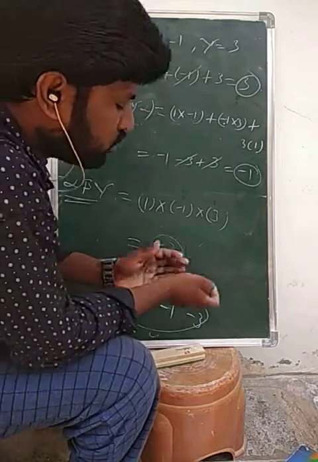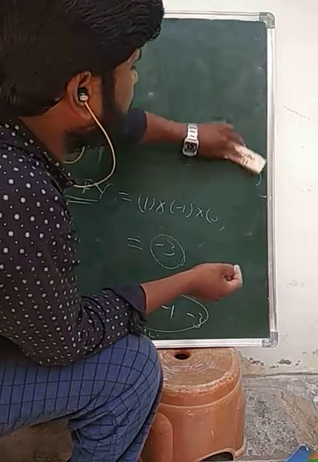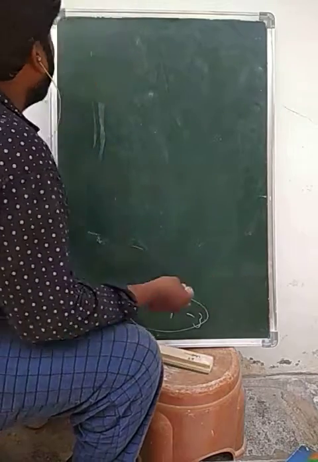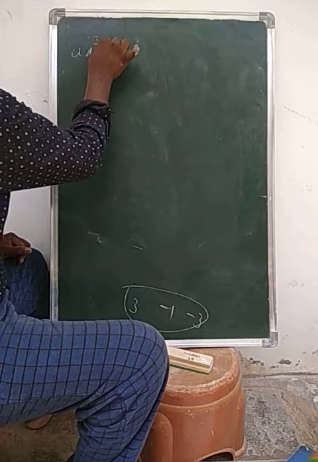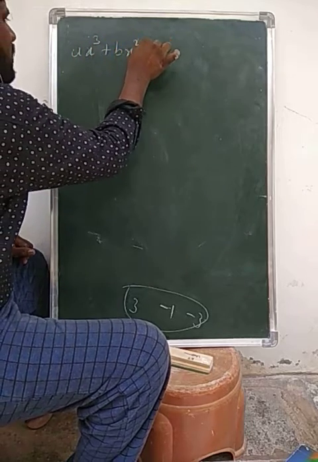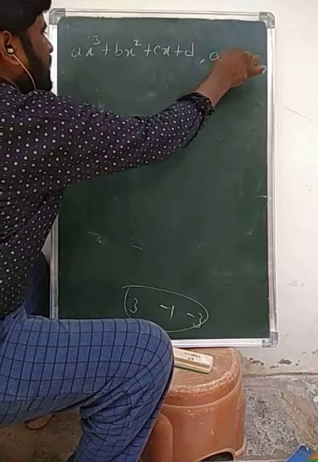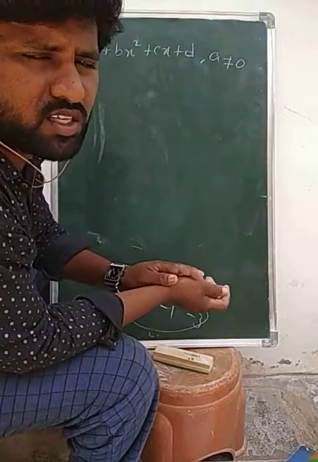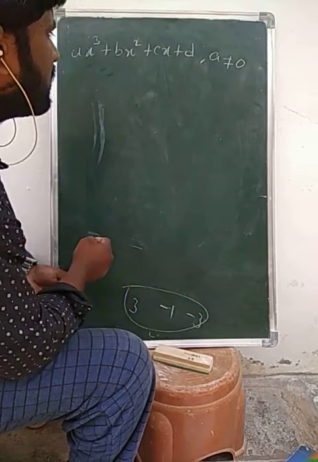Now I am going to check the relation. We know a cubic polynomial has the form ax cube plus bx square plus cx plus d. Clearly a is not equal to 0, and a, b, c, d are real numbers. Yes, it is the standard form of a cubic polynomial.